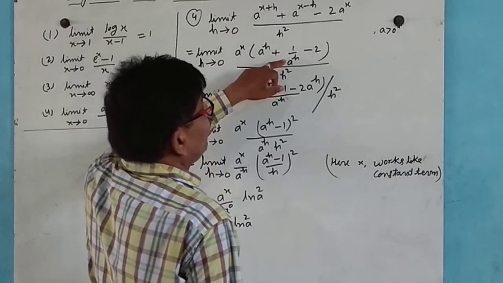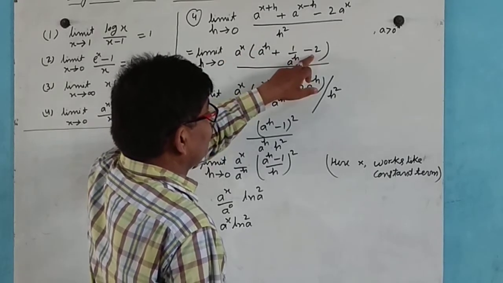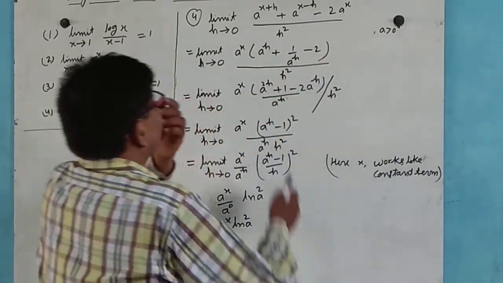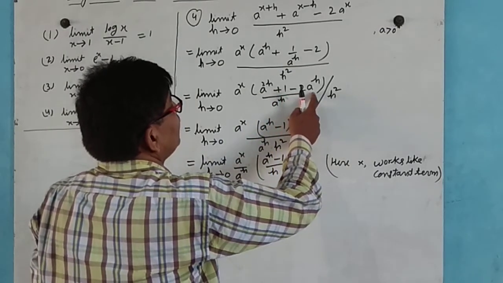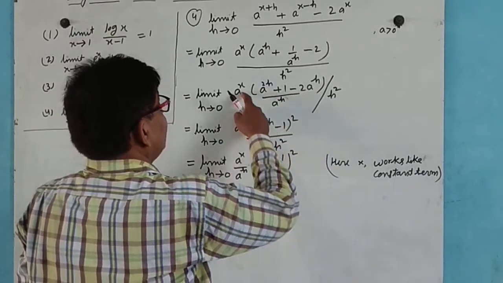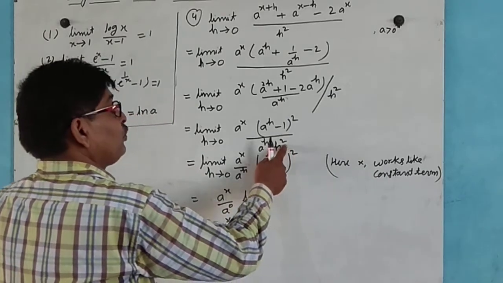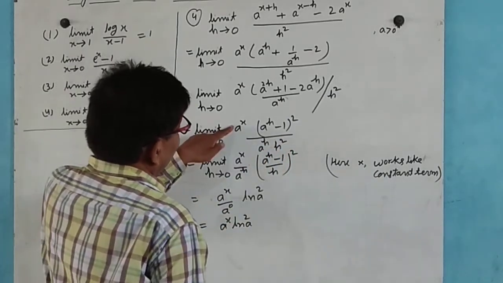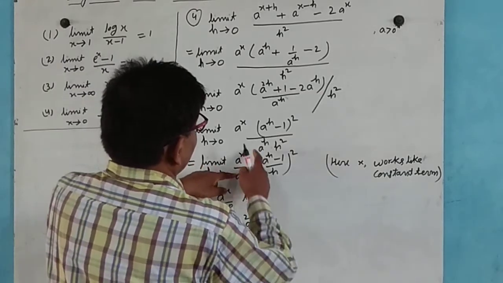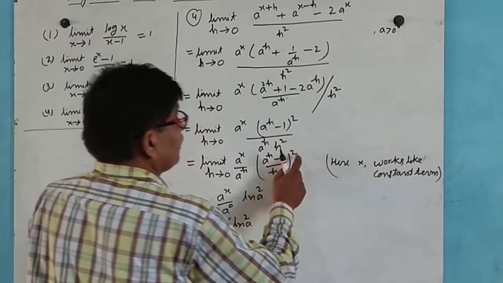Here we take LCM a to the power h: a to the power 2h plus 1 minus 2a to the power h, divided by a to the power h, whole divided by h square. Using a square plus b square minus 2ab equals (a minus b) whole square, this is (a to the power h minus 1) whole square, and this is a to the power x, a to the power h, divided by h square.